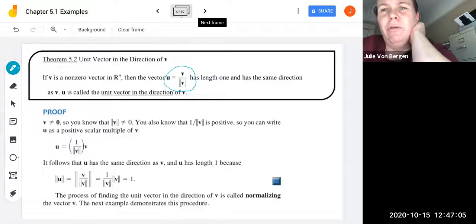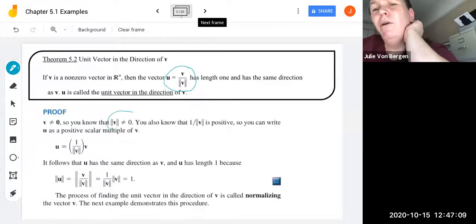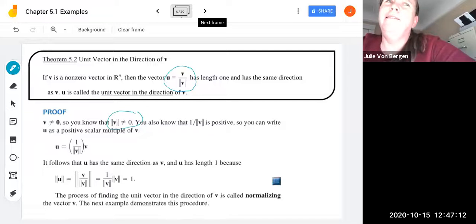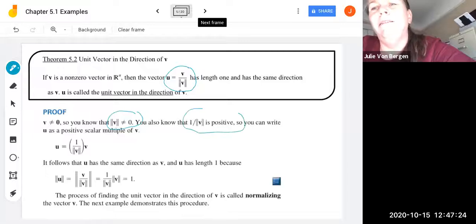Okay, so here's our proof. We know that v is non-zero, so we know that the norm of v is not 0, because the only way we get 0 length or norm is for the 0 vector. You also know then, because the norm of v is going to be positive, greater than 0, that 1 over the norm of v is positive. And so you can write u as a positive scalar multiple of v.